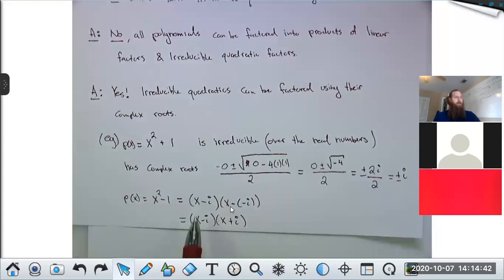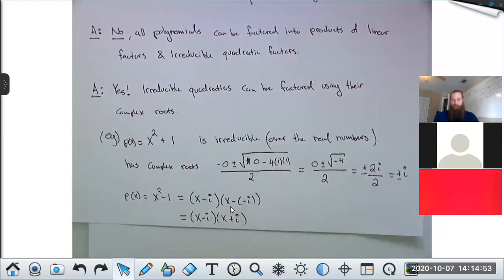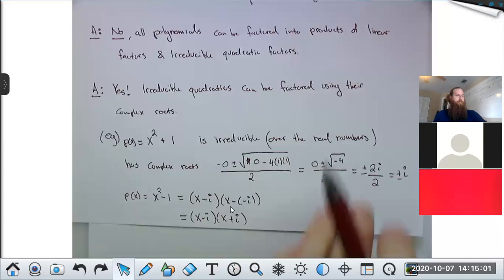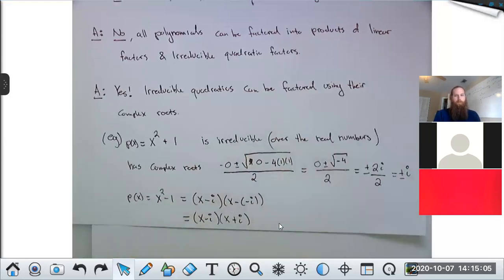You can check that if you multiply this back out, you do get x squared plus 1. You'd have x squared plus ix minus ix minus i squared. And that's x squared minus negative 1, which is x squared plus 1. Okay.